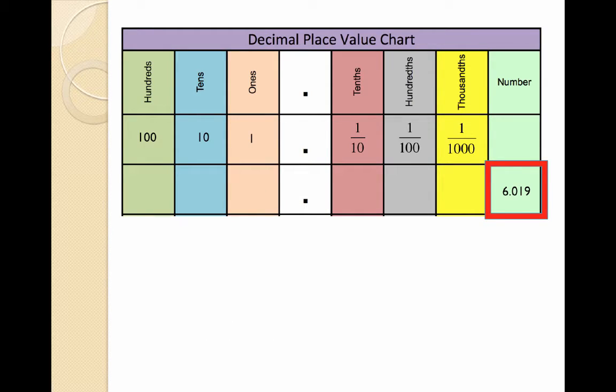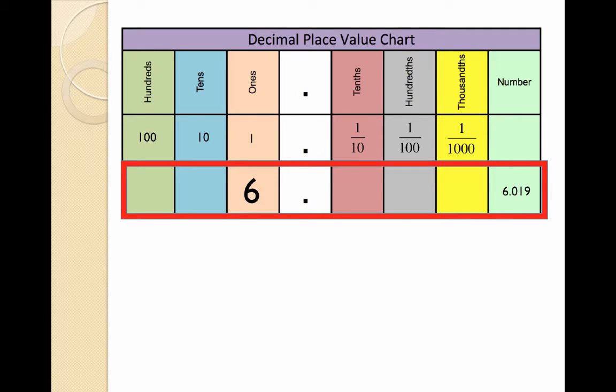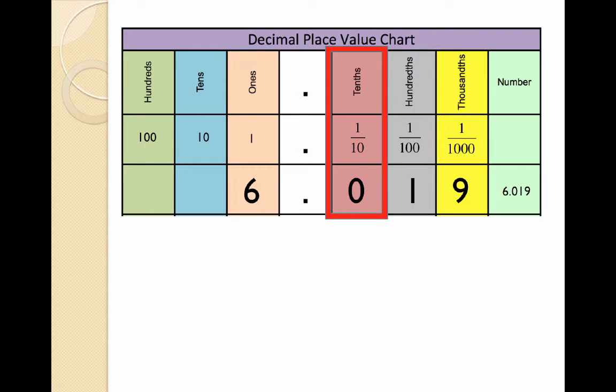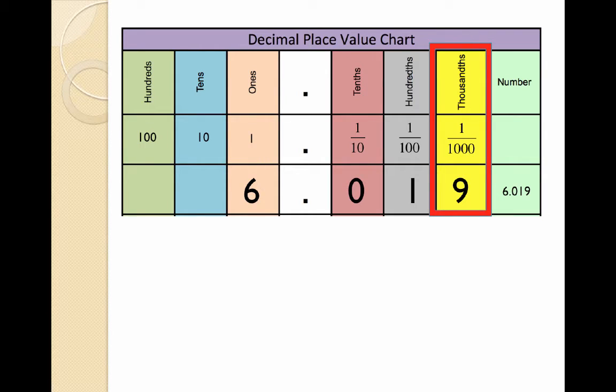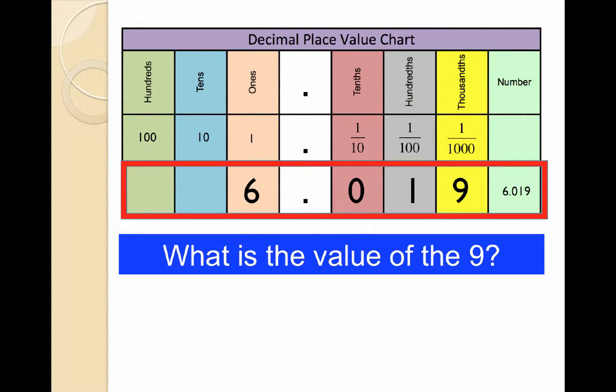So let's look at another decimal, 6.019. We put a 6 in the ones column, a 0 in the tenths column, because it's straight after the decimal, a 1 in the hundredths column, and a 9 in the thousandths column. 6 in the ones, 0 in the tenths, 1 in the hundredths, 9 in the thousandths. So if I ask you the question, what is the value of the 9? We have a 9 in the thousandths place, so that is 9 thousandths.